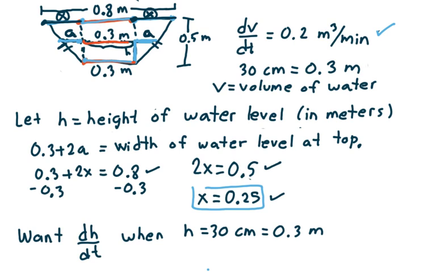And again, 0.3 plus 2a is the width of the water level at the top, where 0.3 is the width of the water level at the bottom. And we want to know what dH/dt is when h is equal to 30 centimeters, which is 0.3 meters. So I'm transforming everything in terms of meters.